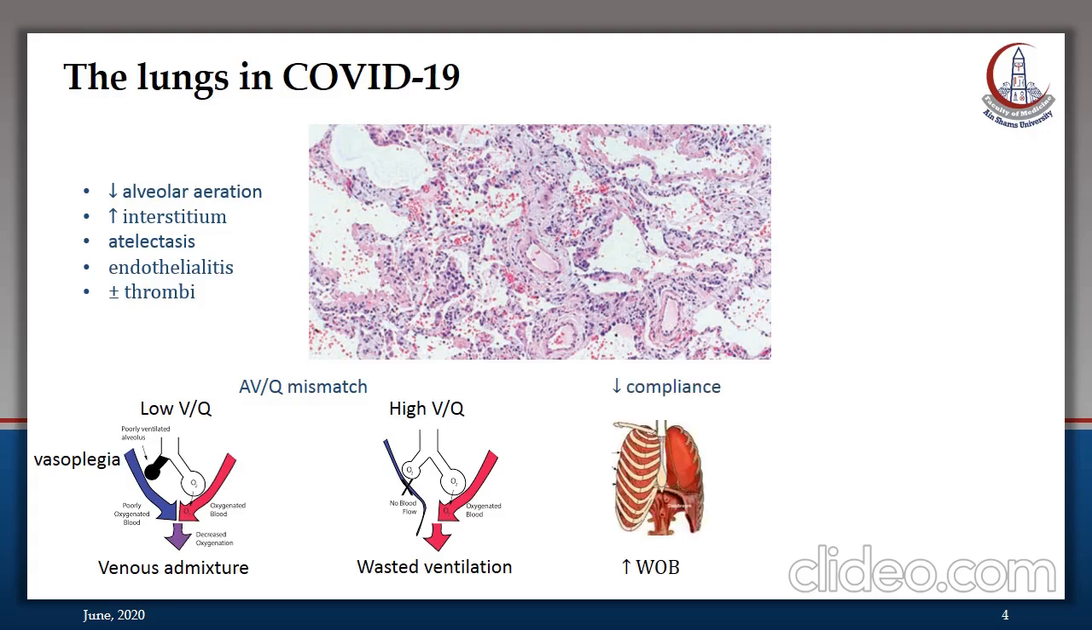A third pathology is decrease in the compliance of the lungs. These lungs which are inflamed are heavier in weight, are less distensible, so more respiratory muscle effort is needed to allow air to come in. So this decrease in the compliance together with the wasted ventilation will result in increase in the work of breathing.